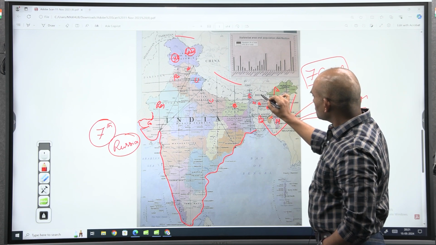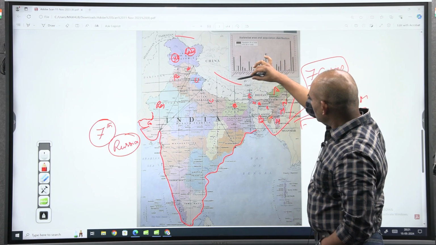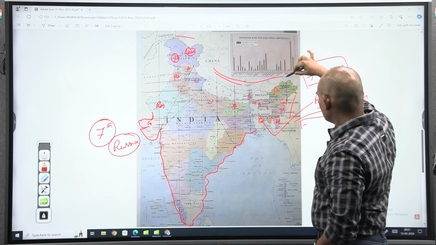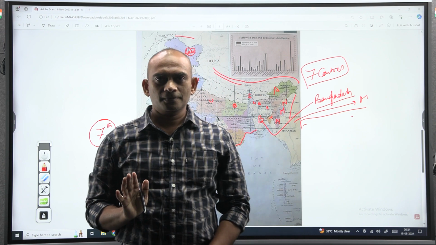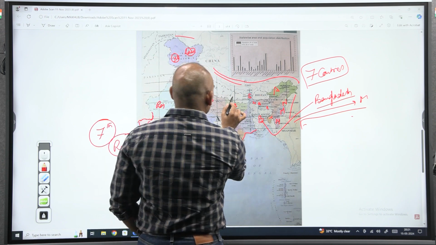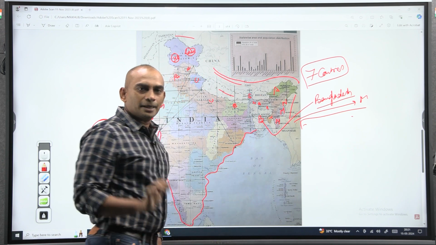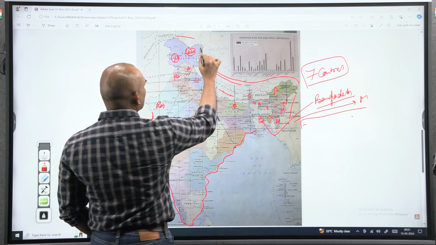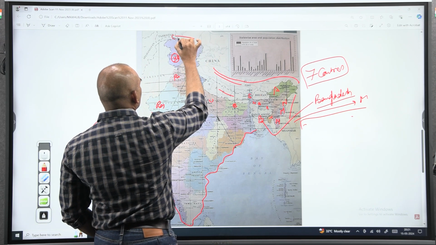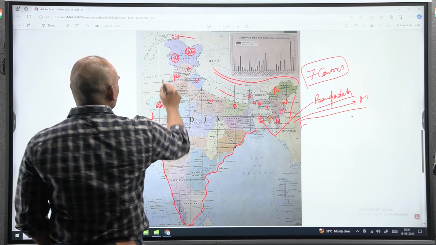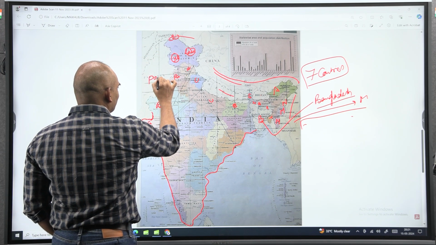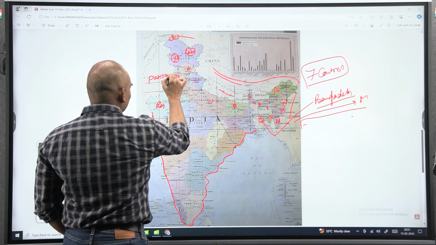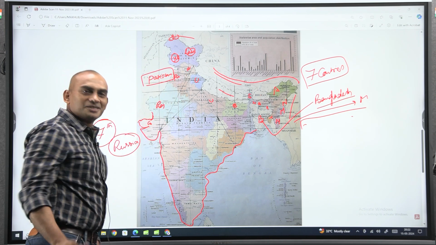And what about this one? Bhutan. So this entire stretch is China. And what about this country? Nepal. And this particular region, this one is Afghanistan. And this one is Pakistan.